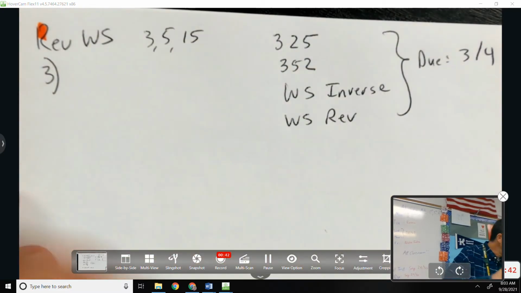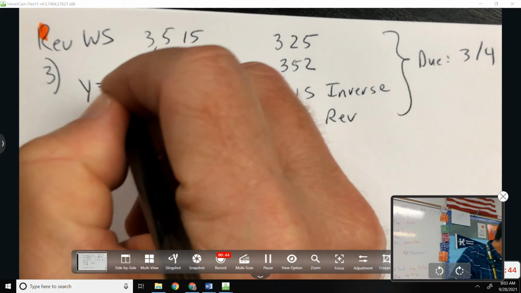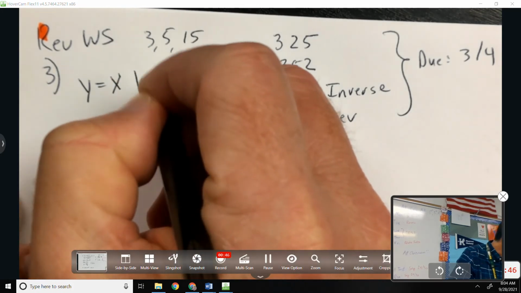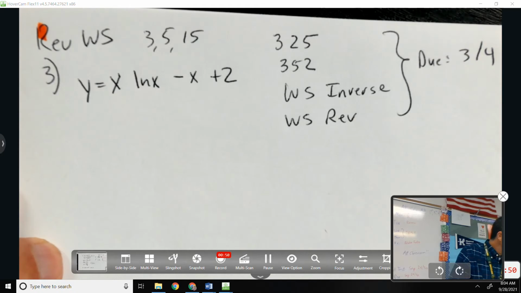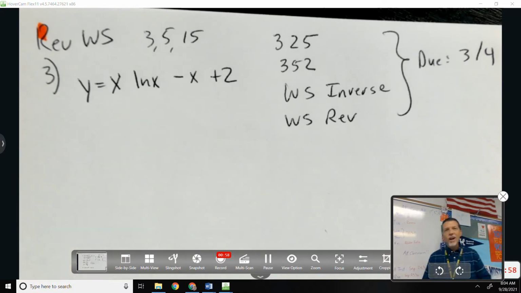Looking at the review worksheet, number 3, y equals x natural log x minus x plus 2. Find the derivative of the following functions. Factor out common factors, get common denominators. Okay, so that means don't settle for the safe stop. Be ready for a multiple choice test is what those directions are basically trying to tell you.